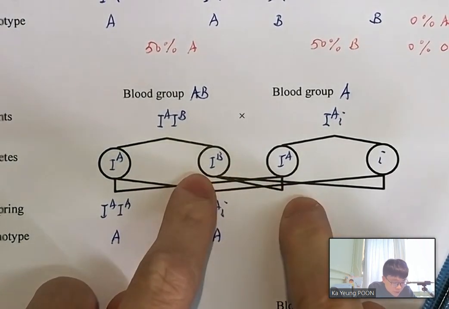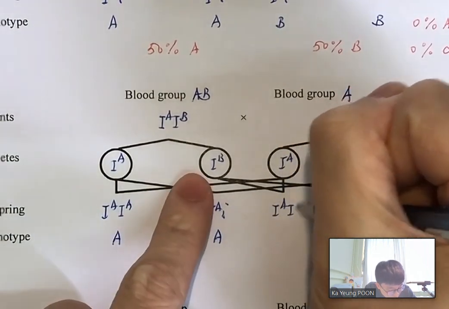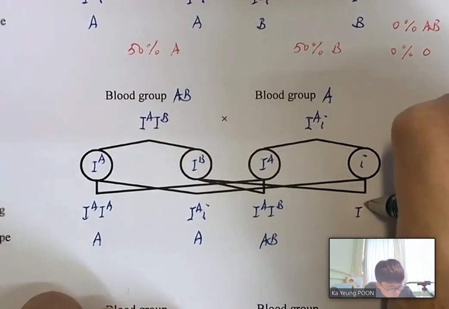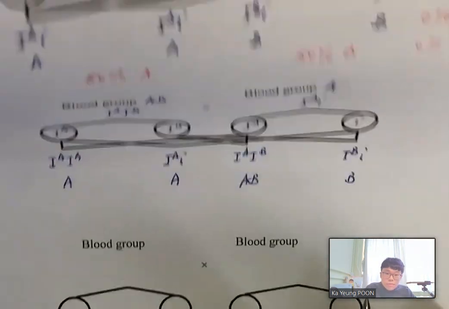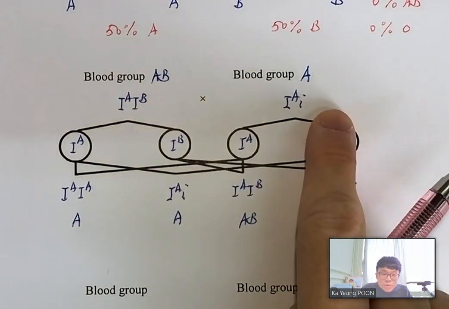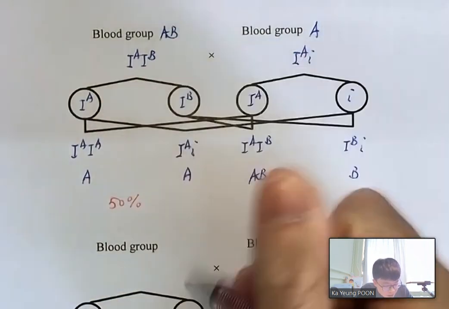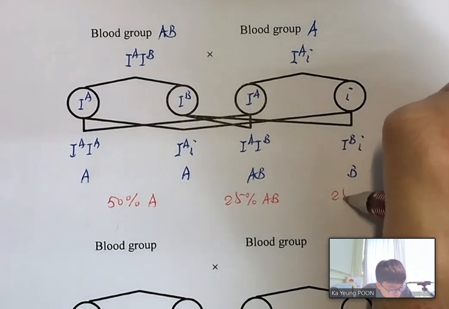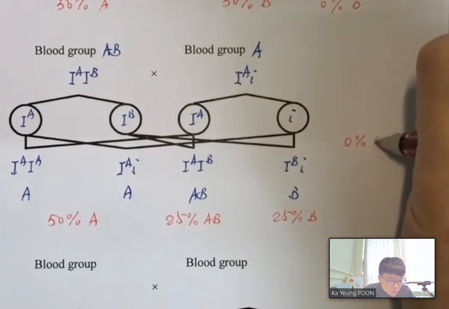And over here, AB and A can actually give birth back to AB. So it will be big IA and big IB, which is AB. And finally over here it will be big IB and small i, then it will be B. So this AB parent and the heterozygous A parent can give birth to 50% chance of having blood group A, 25% chance of having blood group AB, and 25% chance of having B. But it is impossible, 0% chance of having O.